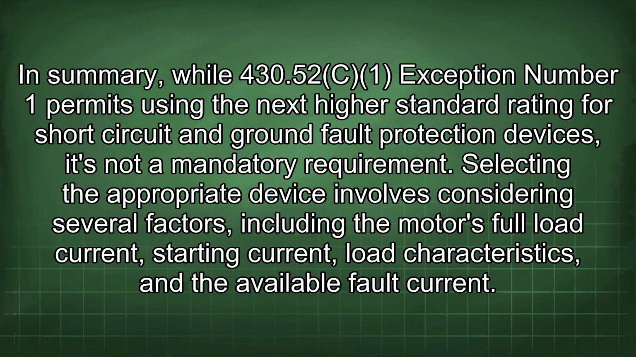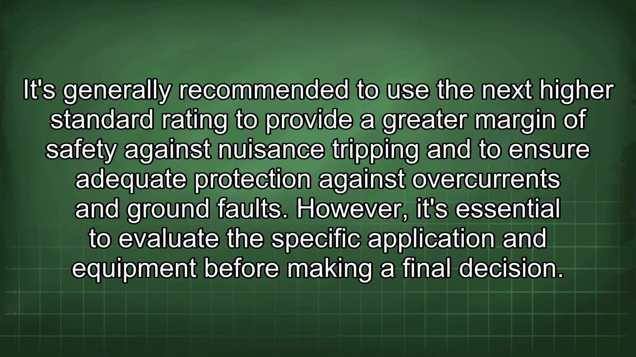In summary, while 430.52 exception number 1 permits using the next higher standard rating for short circuit and ground fault protection devices, it's not a mandatory requirement. Selecting the appropriate device involves considering several factors, including the motor's full load current, starting current, load characteristics, and the available fault current. It's generally recommended to use the next higher standard rating to provide a greater margin of safety against nuisance tripping and to ensure adequate protection against overcurrents and ground faults. However, it's essential to evaluate the specific application and equipment before making a final decision.